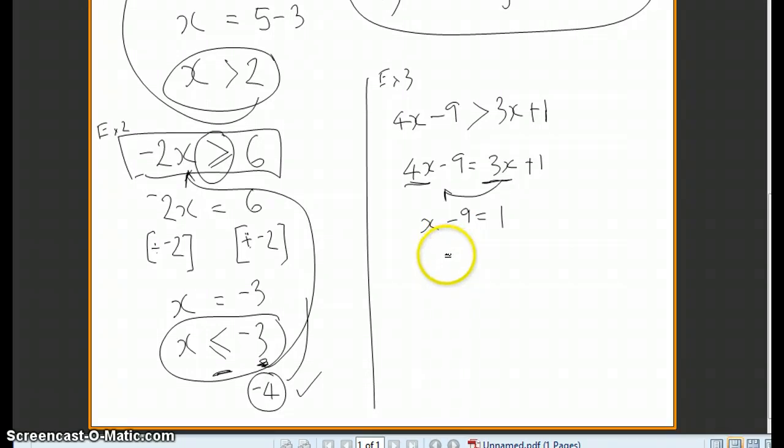And the last step here would be to add 9 to both sides. Okay, and that cancels the 9 on the left hand side and adds 9 to the right, and I get x is not equal to 10, it is greater than 10. So that's my solution.